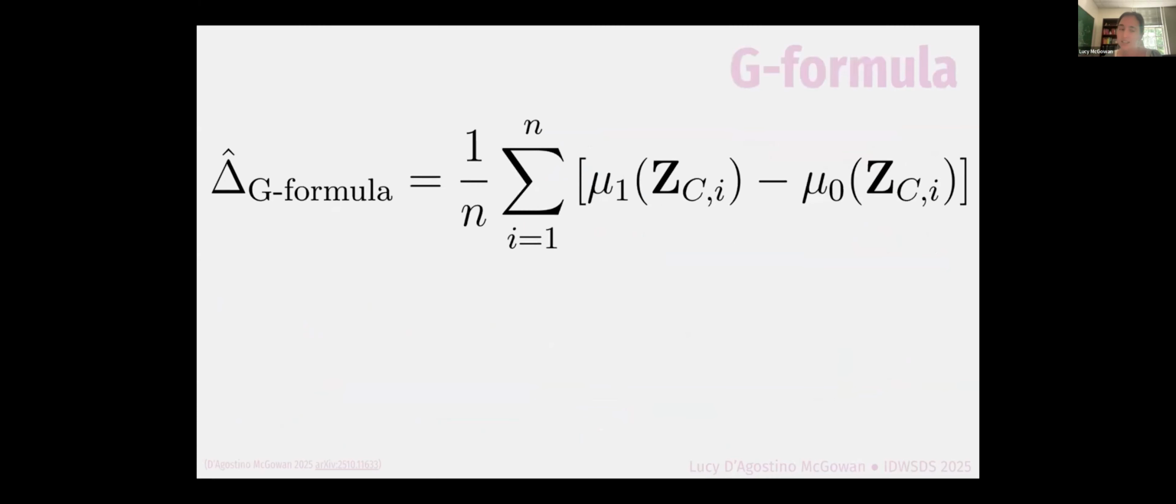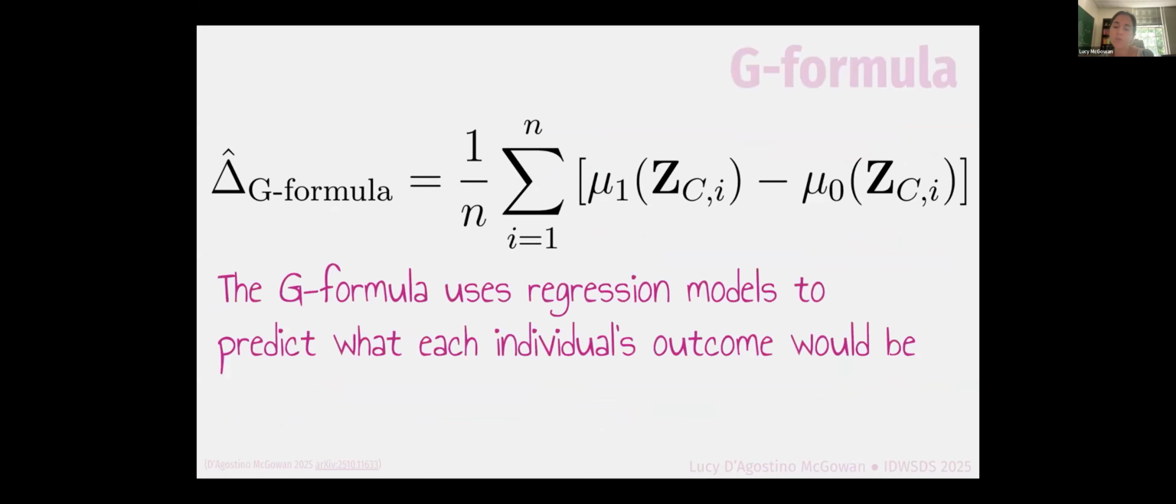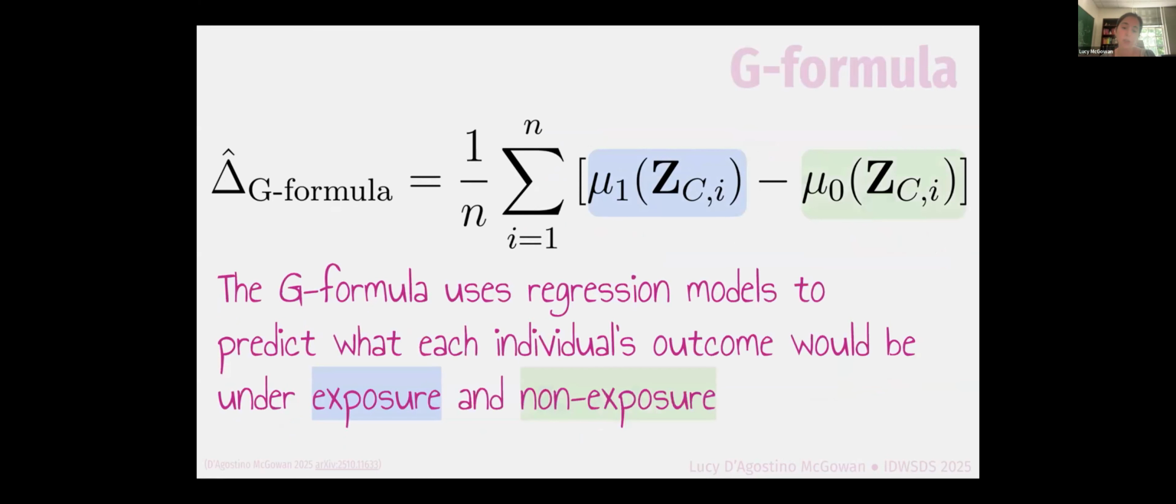Another way to get delta would be the G formula, which is basically an outcome model-based approach. The G formula uses regression models, typically, to predict what each individual's outcome would be under exposure. So you'd fit one model here, this mu1 would be a model for those who were in the exposed group, and then you'd fit a separate model for those in the unexposed group. And then it averages the difference between the two.